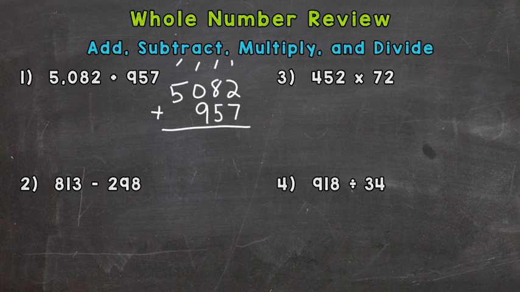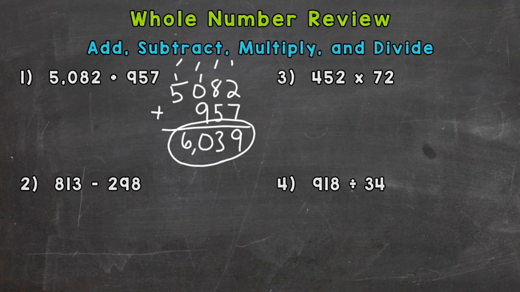So 2 plus 7 is 9. 8 plus 5 is 13. 1 plus 9 is 10. And 1 plus 5 is 6. So the answer would be 6,039.